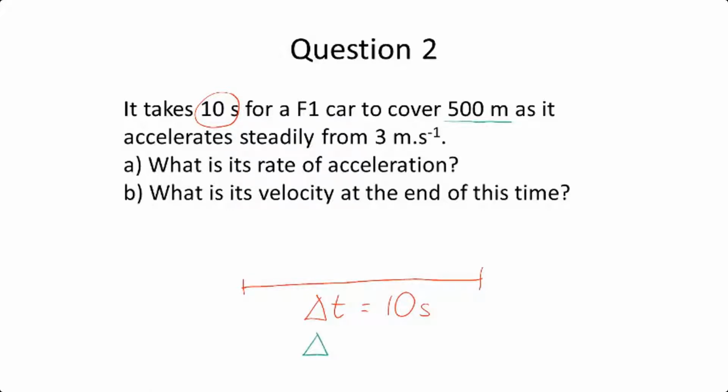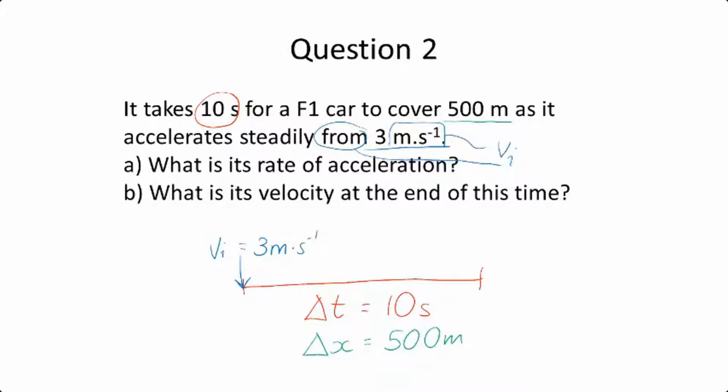500 meters is a displacement, so that's the displacement for this interval as it accelerates steadily from 3 meters per second. Meters per second tells us that we're dealing with velocity. "From" means that it's the initial velocity, because it goes from that and gets more. So the initial velocity for this interval is 3 meters per second. Next step, we must determine what we're being asked.